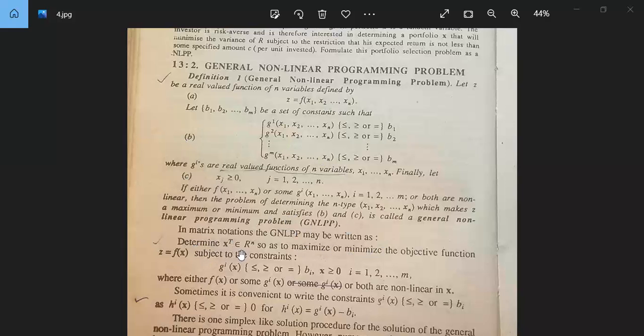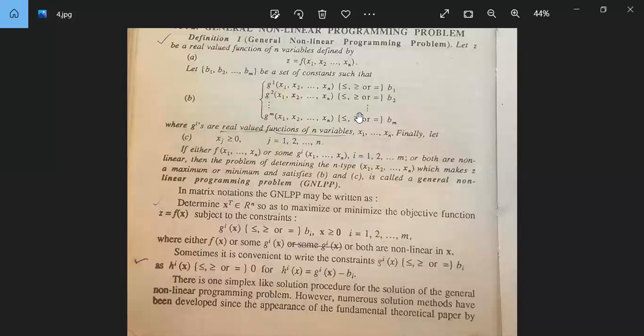written as: determine x transpose in Rn so as to maximize or minimize the objective function z is equal to f(x) subject to the constraints gi(x) less than equal to, greater than equal to, or equal to bi, x greater than equal to 0 and i is varying from 1 to m, means there are m constraints, where either f(x) or some gi's or both are non-linear in x.